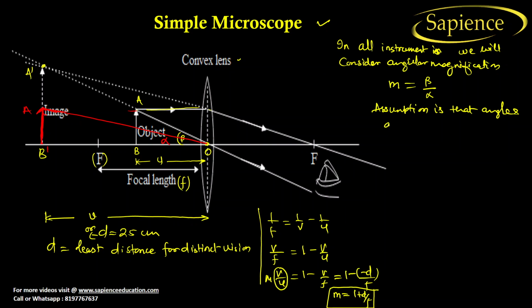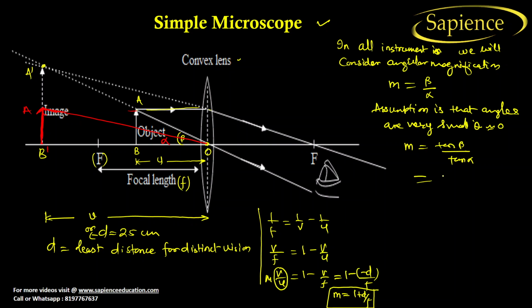Angles are very small. If the angles are very small, that is theta is very small, so we can write m is equal to tan beta divided by tan alpha. Okay, so we can write tan beta divided by tan alpha. When we consider tan beta, we have to take the large angle, so the large triangle.